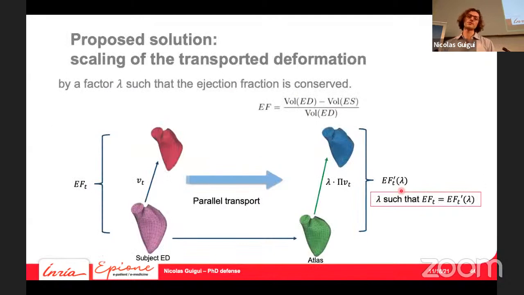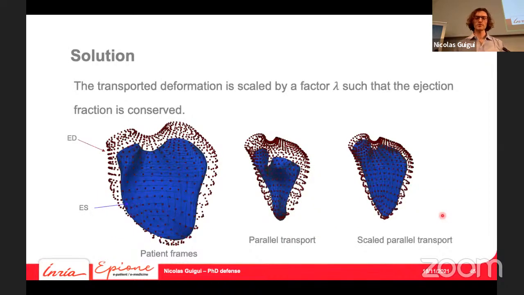We propose another solution that is based on the scaling of the transported deformation. We look for a factor lambda for each patient such that the ejection fraction is preserved after parallel transport. For each time frame, we measure the ejection fraction of the corresponding time. We parallel transport the deformation, scale it by a factor lambda, reconstruct the shape, measure the ejection fraction, and we look for lambda such that these match. Lambda is found with a gradient descent. And it works fairly well.